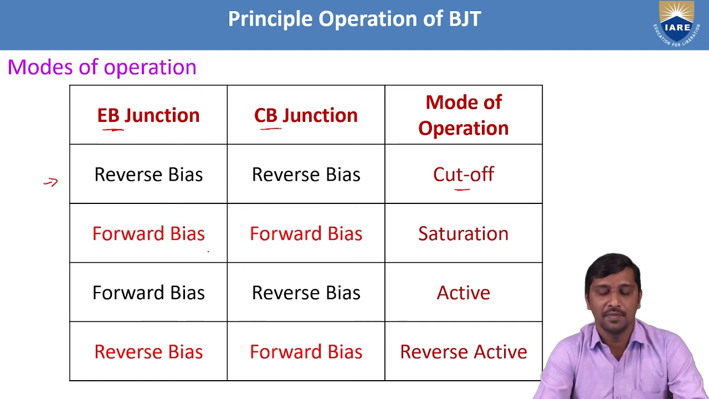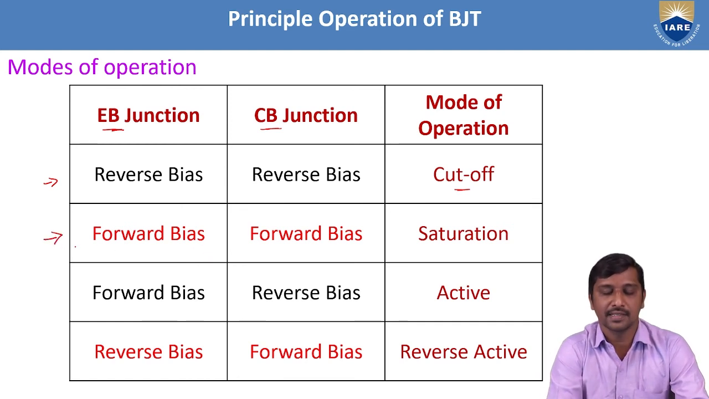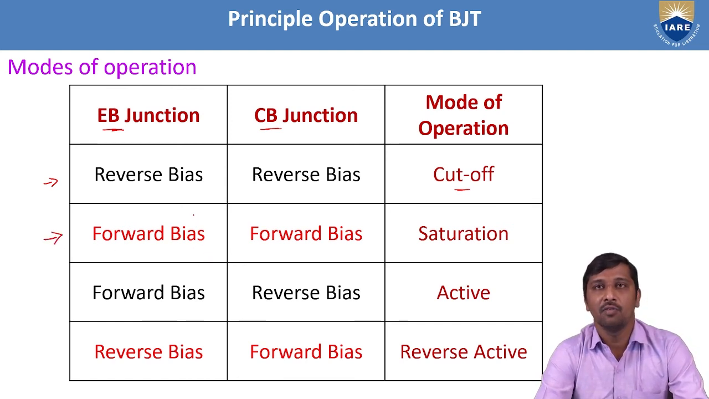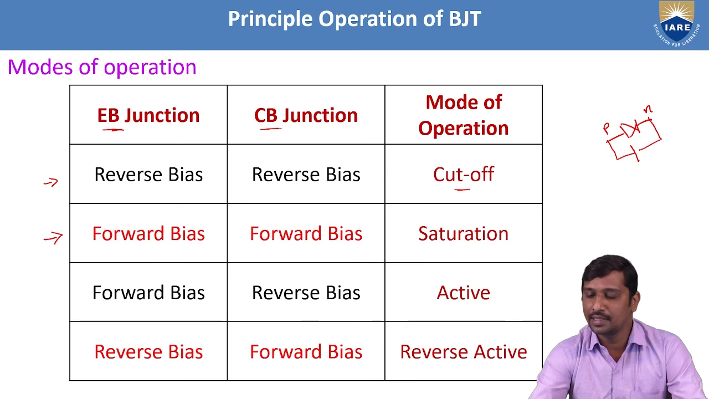If both the junctions are forward biased, how can we make forward and reverse bias? For a PN junction, there is P-type material and N-type material. If the P side is connected to the positive pole of the battery and the N side is connected to the negative pole of the battery, then we can say the biasing is forward bias.